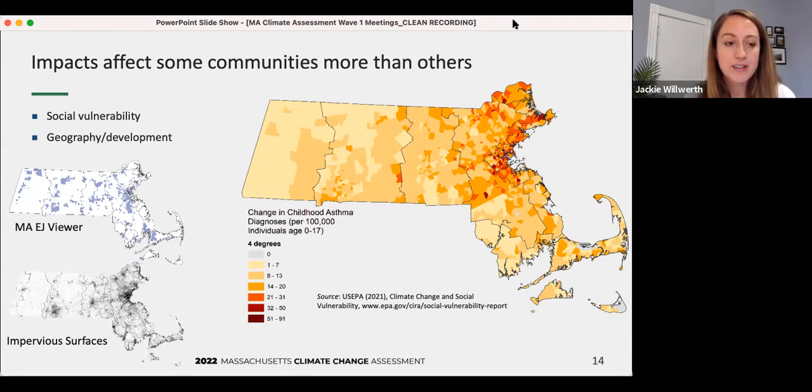And when you compare that to a couple of other maps we show on the left here, you can see there's some similarities with the patterns of the Environmental Justice Viewer, for example, which is a social vulnerability indicator. And there's also some overlap with this other map, which shows impervious surfaces, things like pavement and buildings, which add to the urban heat island effect. So geography and development also come into play here.